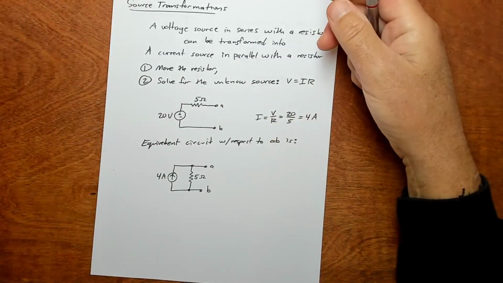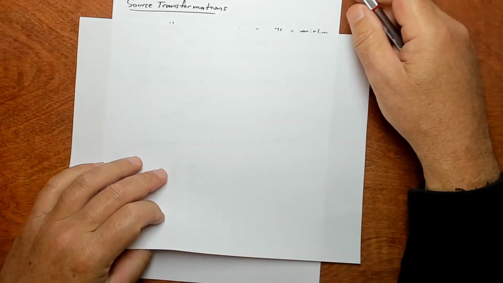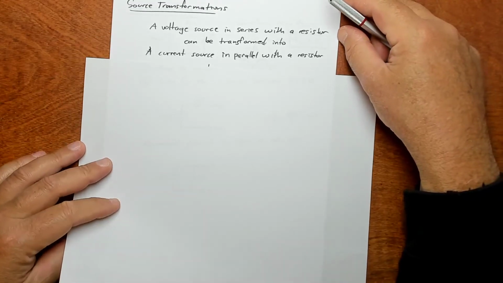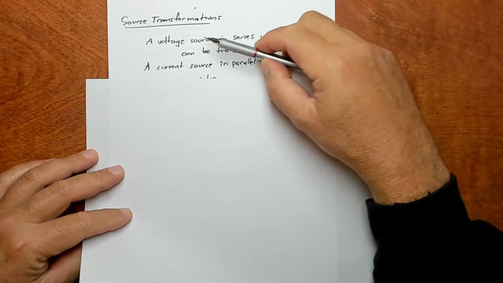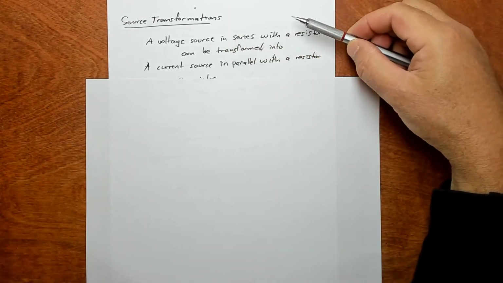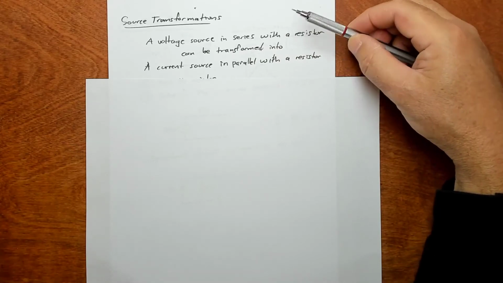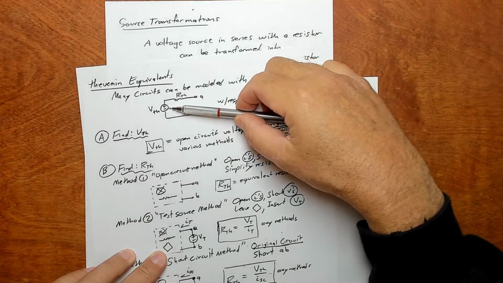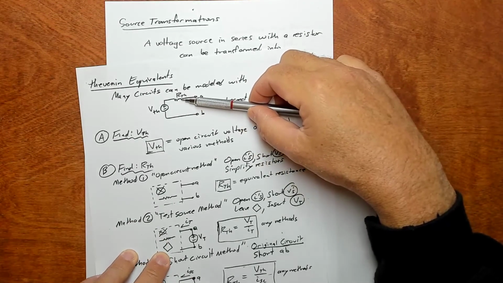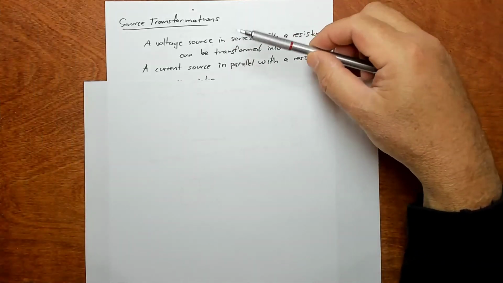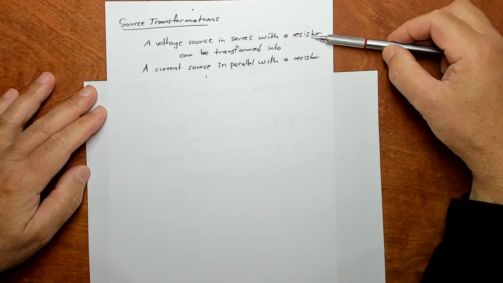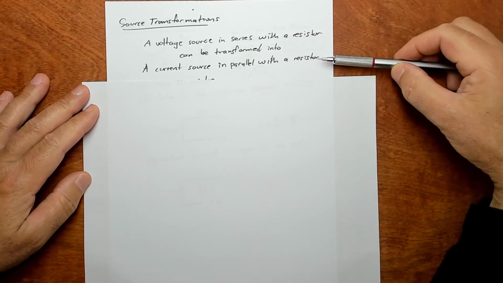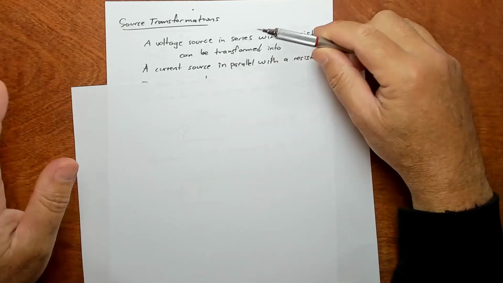All right, next concept here is something called source transformations. The idea is that if you have a voltage source in series with a resistor, which is what we saw with R Thevenin, the Thevenin equivalent is a voltage source in series with a resistor. So more generally speaking, if you have a voltage source in series with a resistor, then you can turn that into a current source in parallel with a resistor. So you can turn the Thevenin equivalent into something called the Norton equivalent.